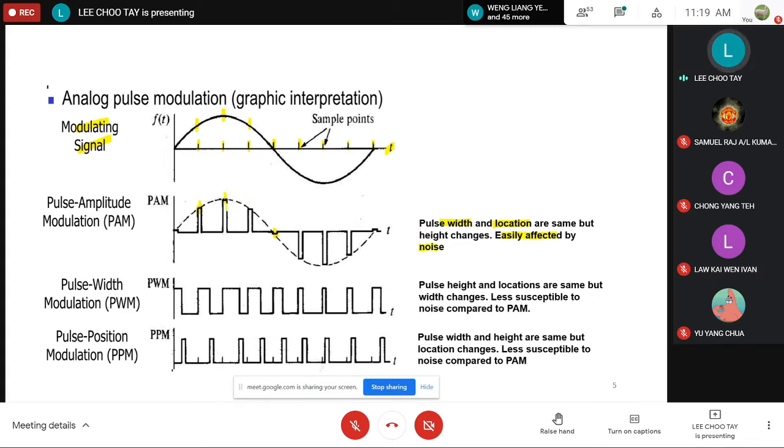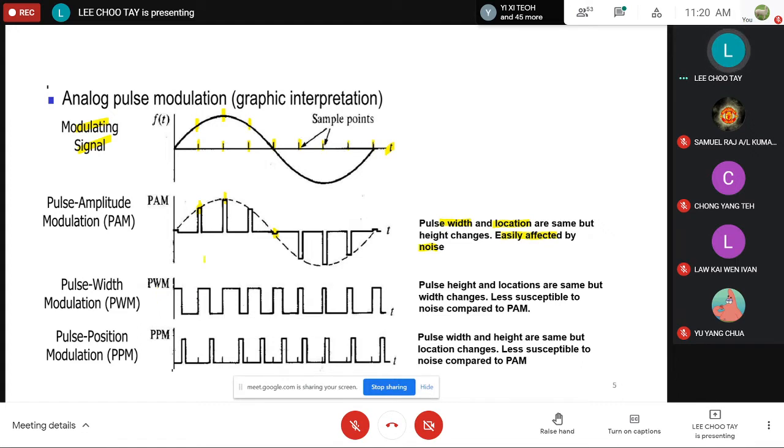Especially when you have noise added to it, your amplitude will change, right? And if the signal experiences noise with negative amplitude, then again your amplitude will be reduced. So it will no longer be a true representation of the baseband or the modulating signal amplitude. So that's a problem with PAM. Then let's move on to PWM.